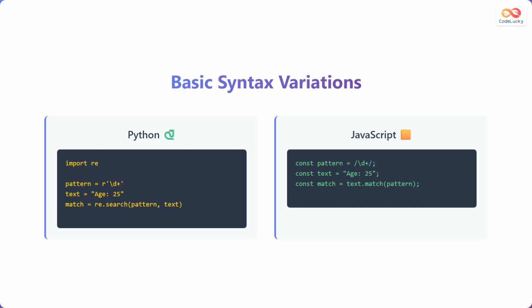On the right, in JavaScript, we define the same pattern using forward slashes. The regular expression is /\d+/. Then we use the match method to find the pattern in the text "age 25". These are just a couple of examples of how the syntax can vary slightly between languages.